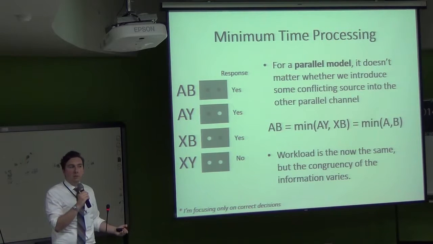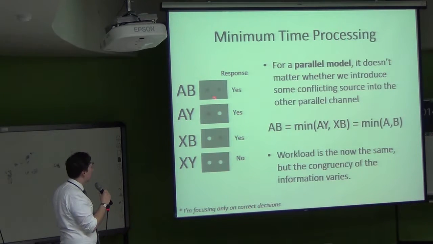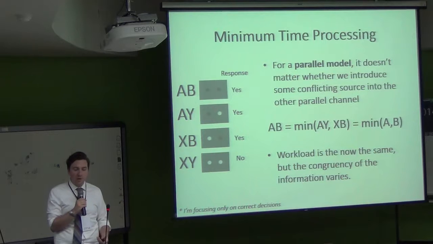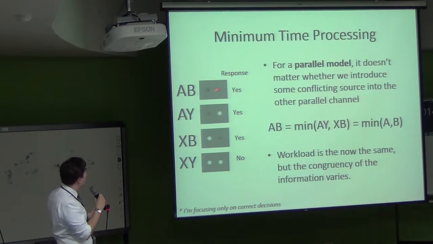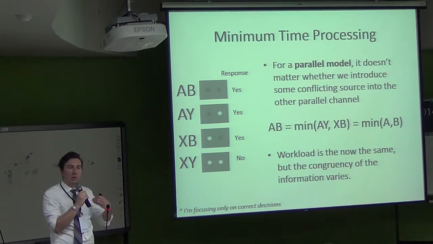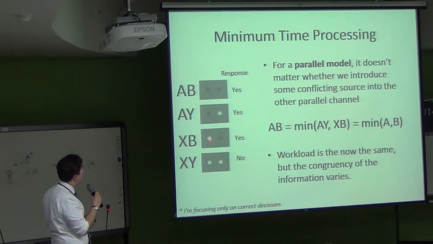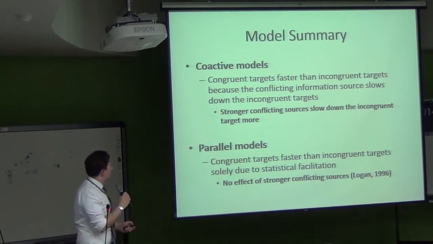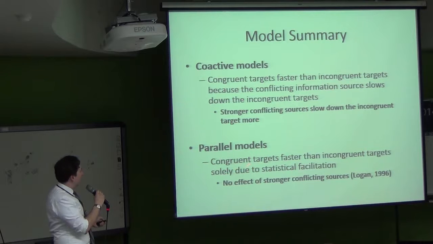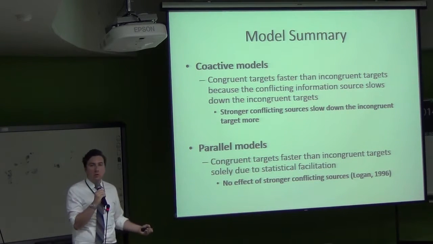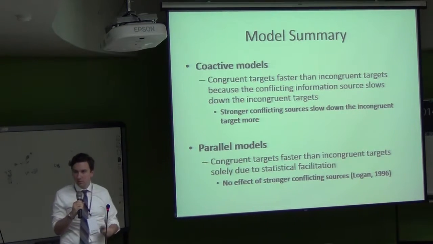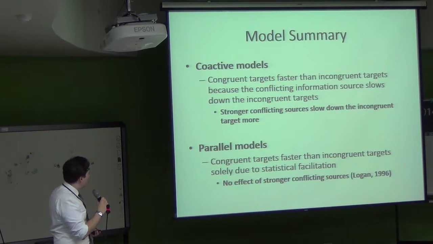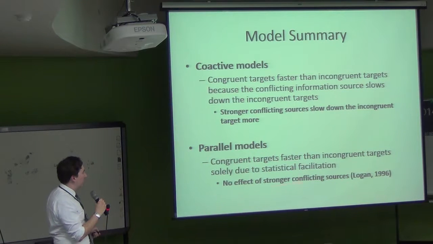So we're no longer dealing with workload, because the workload of each of these cases is the same, but the congruency of the information sources varies. So here we've got a congruent, redundant target where both of the sources of information are pointing you in the same direction, and here we've got cases where they're pointing in opposite directions. So for a parallel model, congruent targets should be faster than incongruent targets. This would occur solely due to statistical facilitation, so the minimum time property. But there's no effect of conflicting information sources.